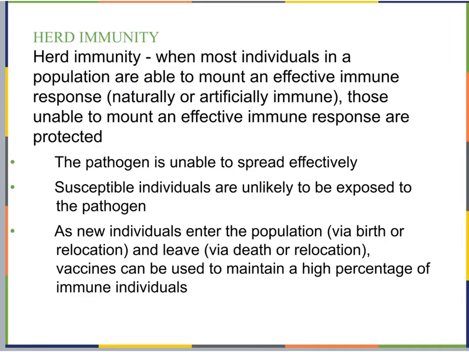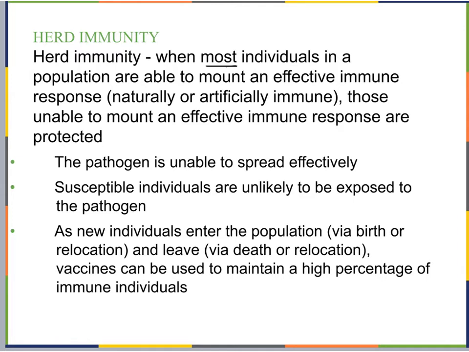All right, before we move into speaking about vaccines more specifically, we're going to take a look at herd immunity, which is one of the principles or backgrounds to vaccines. Herd immunity is when most individuals in a population are able to mount an effective immune response. Whether that's naturally immune because they've been exposed to it, or artificially immune because of vaccines, it doesn't matter.